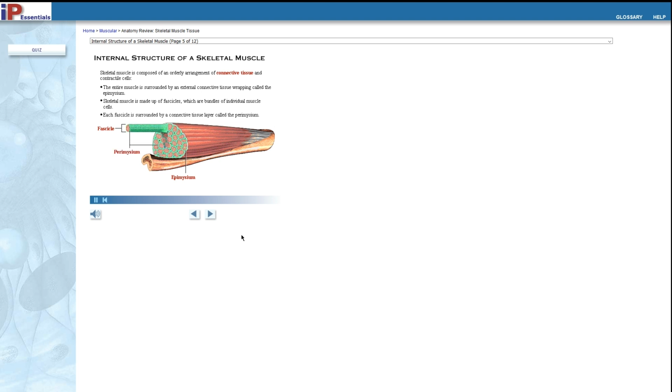Each fascicle is surrounded by a connective tissue layer called the perimysium. Click the fascicle to enlarge it.